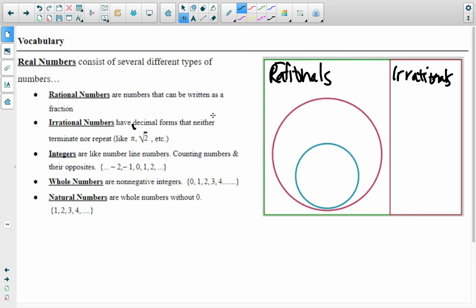And then from here on out, we're going to divide the rationals up into subsets. So the next major division, we have our integers, which are, I like to think of them as number line numbers. So 0, 1, 2, 3, 4, 5, 6, all the way up, and then their opposites. So -1, -2, -3, -4, etc., etc., okay? And then the subset within the integers is our whole numbers. And then this diagram doesn't have an extra circle here, but there should be another one here that would be natural numbers. The only difference between whole numbers and natural numbers are that whole numbers include 0 and natural numbers do not. Okay.